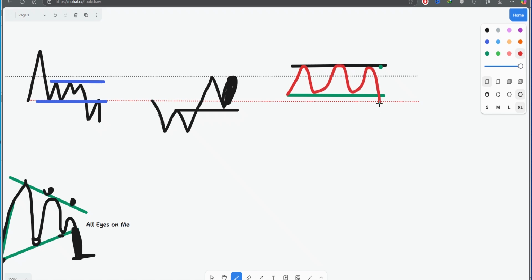Okay, and then they break out of it. Mostly they're gonna retest the level and then they are gonna break out with a big candle. Okay, I'll show you a beautiful trade that I took today during the Asian session for gold.